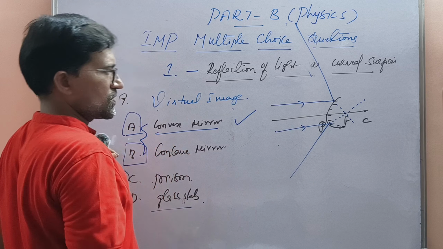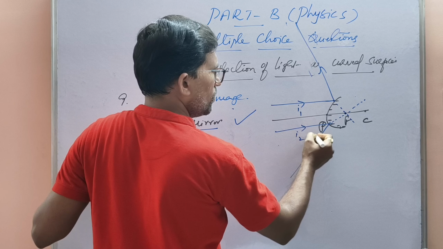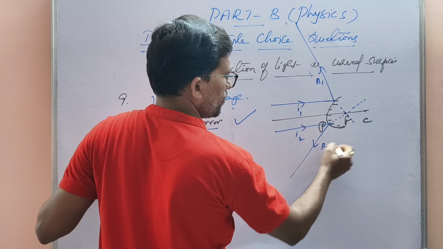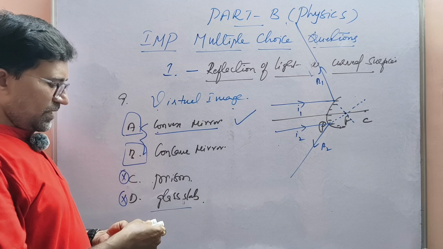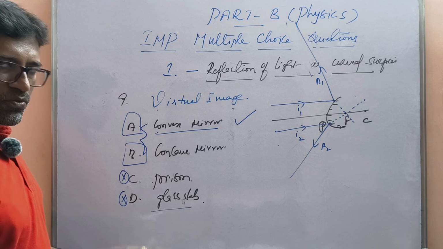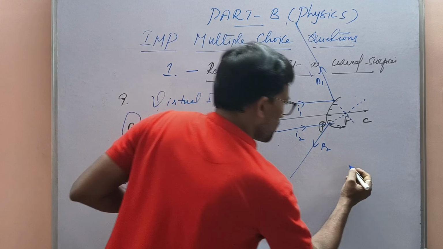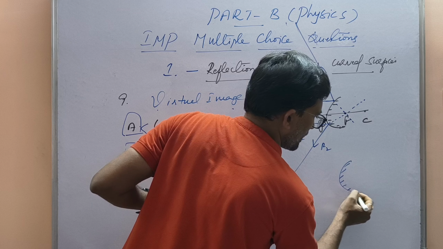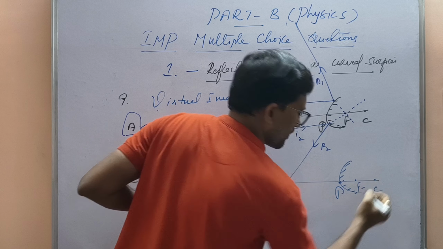virtual, erect, highly diminished or point sized, formed at the focus. Nature of the image: this is the incident ray I1, I2, this is the reflected ray R1, R2, you can write this very clearly. And next, one more case of virtual image. When does this convex mirror form a virtual image? Only two cases are possible for a convex mirror. That is, if an object is placed on the principal axis. This is the second case. This is the pole, here it is the focus, here it is the center of curvature.